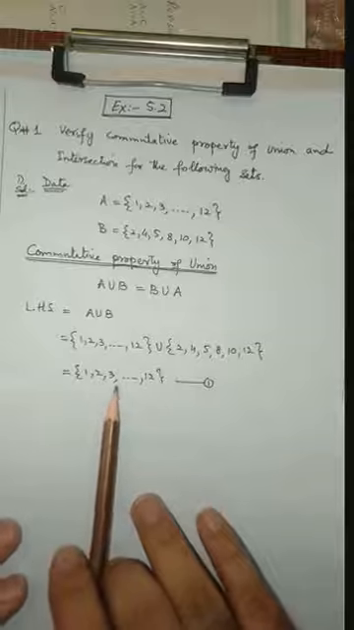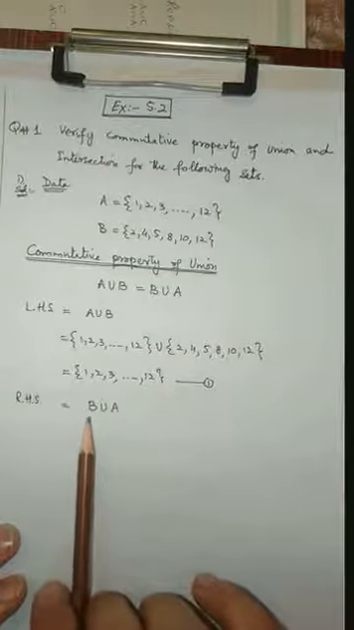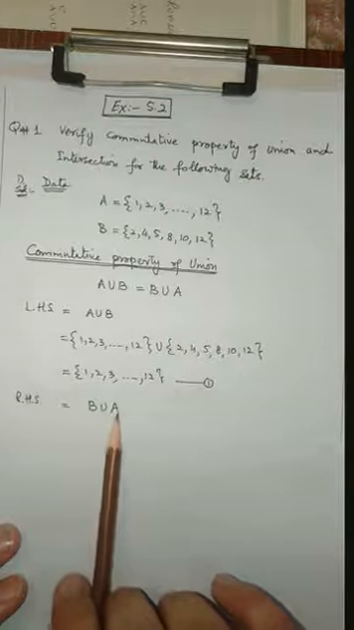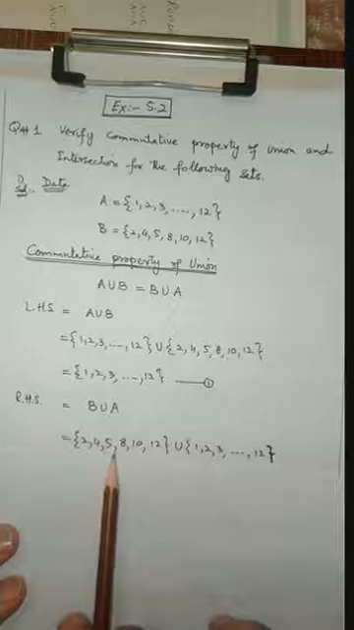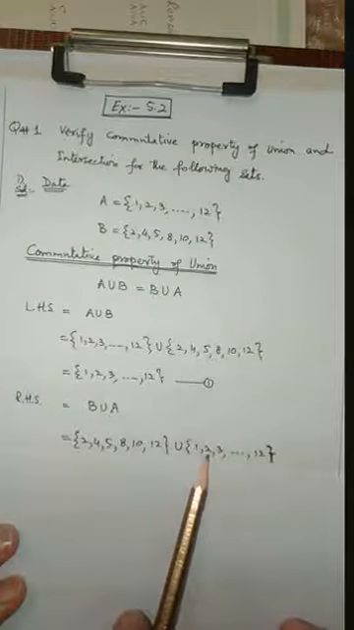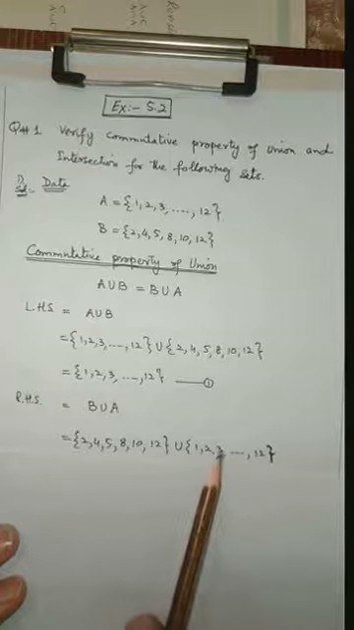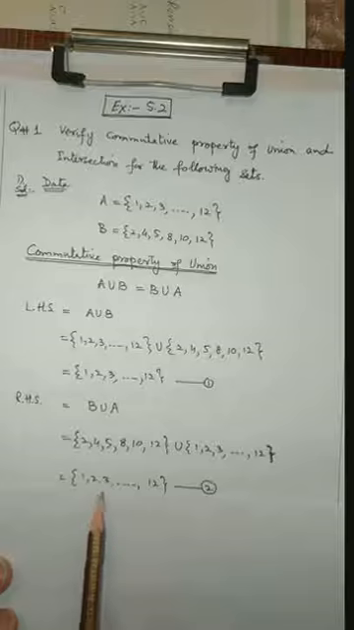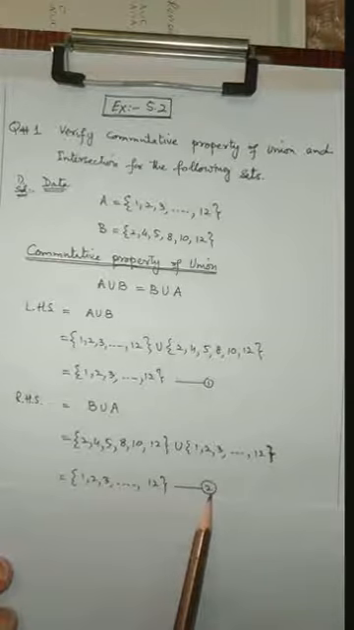Now the right hand side, which is B union A. Now putting the value of set B and set A. Set B is equal to 2, 4, 5, 8, 10, 12, and set A is 1, 2, 3 up to 12. Now taking the union of these two sets, which is equal to 1, 2, 3 up to 12. This is called equation number 2.